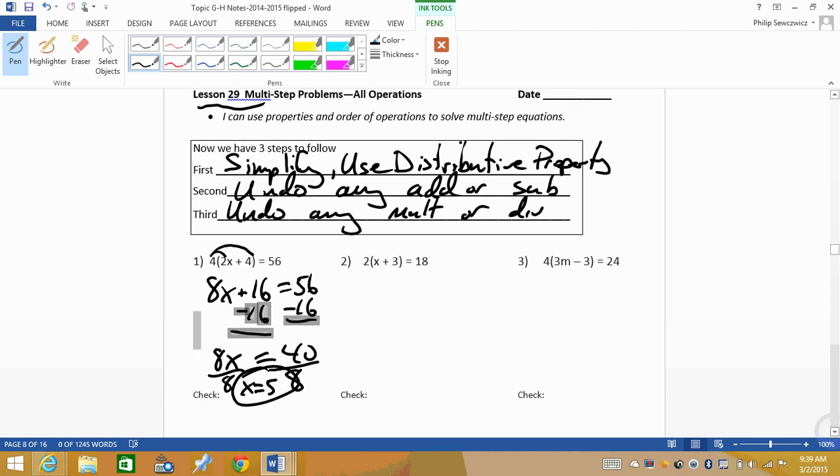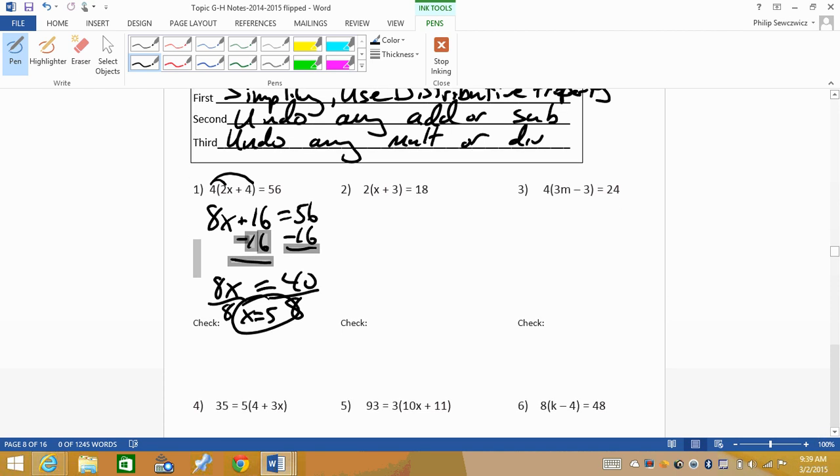Let's look at our check step. All we're going to do is plug it into the original problem. So I've got 4 times, and then 2 times 5 plus 4, and does that equal 56? I don't mind if you combine some steps here, like 2 times 5 is 10, 10 plus 4, that does give me 14. The big question is, does 4 times 14 equal 56? And it certainly does.